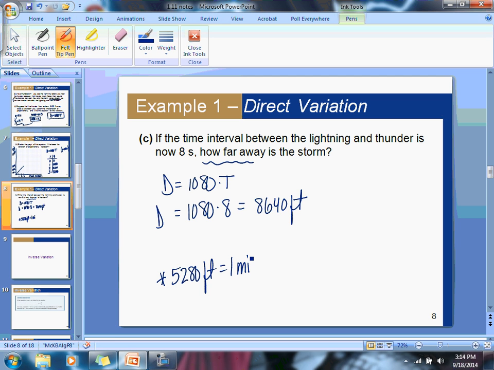So if I did want to change this from feet into miles, I could divide the 8,640 by 5,280. So you could round this. It would be about 1.64 miles. So that's how far away the storm is. So technically, either answer would be perfectly acceptable. I think the miles probably makes a little bit more sense if you're actually realistically converting this.